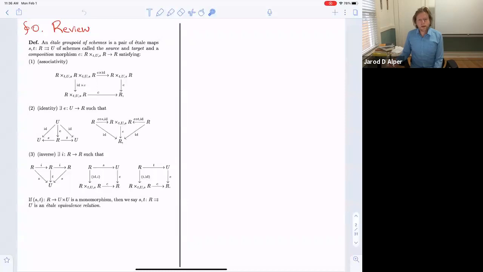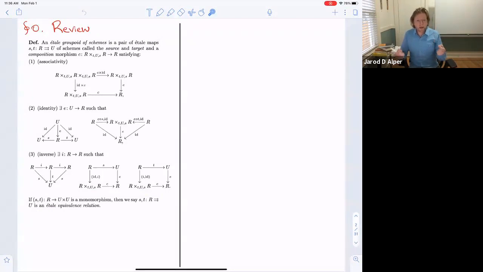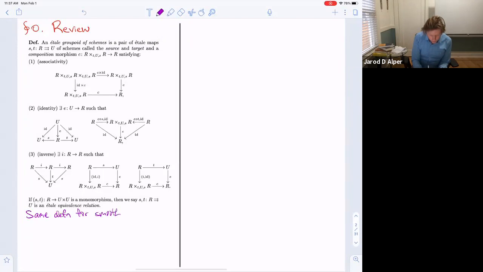And then just like how you impose natural conditions for a set theoretic equivalence relation, we have these natural properties that ensure that it's well behaved. And I wanted to remind you that in the special case, if you look at the bottom here, that there's a unique relation between any two elements of U, in other words, that this map is a monomorphism, then we call it a tau equivalence relation. And maybe just note that we have the same definition for smooth. Just replacing the word tau with smooth, we get the notion of smooth groupoids and smooth equivalence relations.